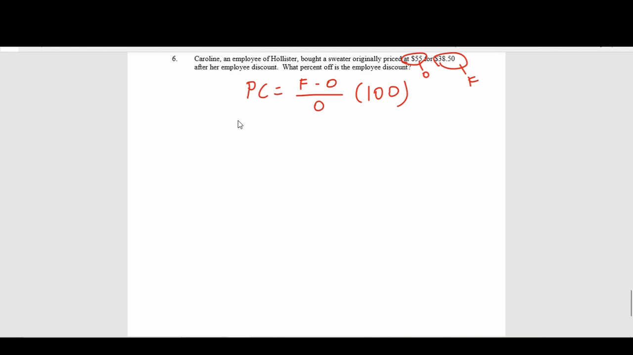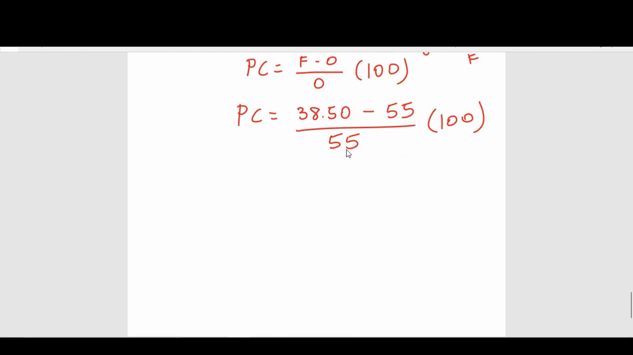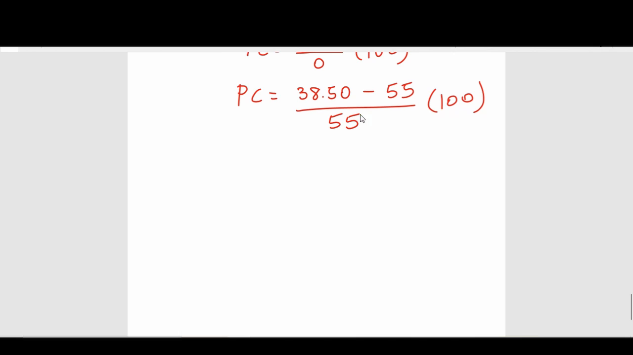Again, this one's going to be negative as well, because $38.50 minus 55 is going to give you a negative number. So let's see what that looks like. Percent change equals, again, the final amount was $38.50 minus the original amount, 55 over 55 times 100. Okay, so that's that. With this setup, we can go ahead and work our way through it.